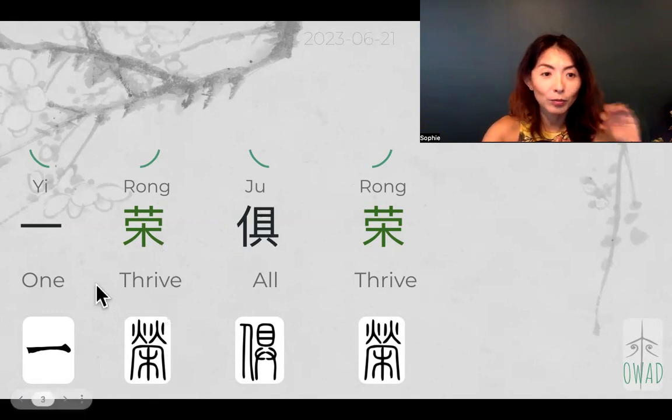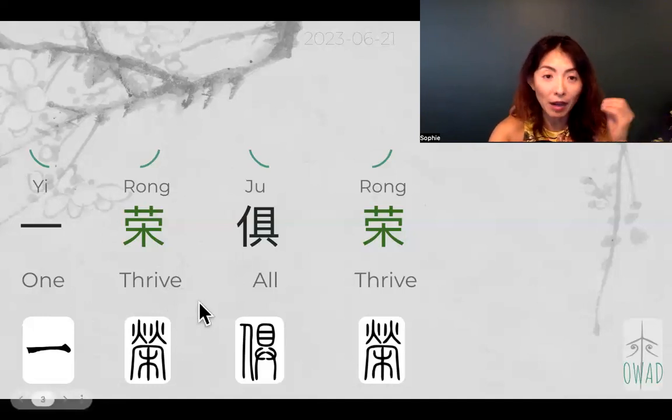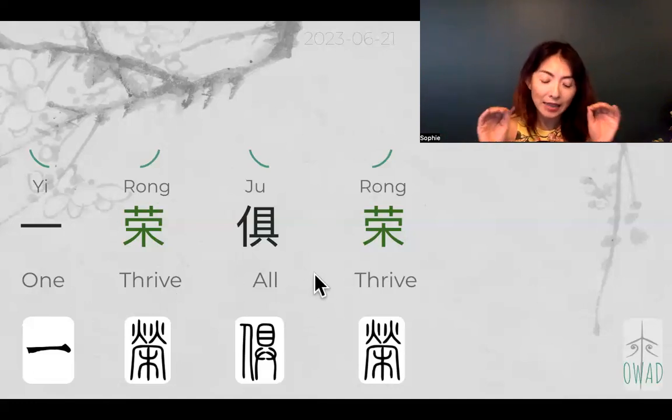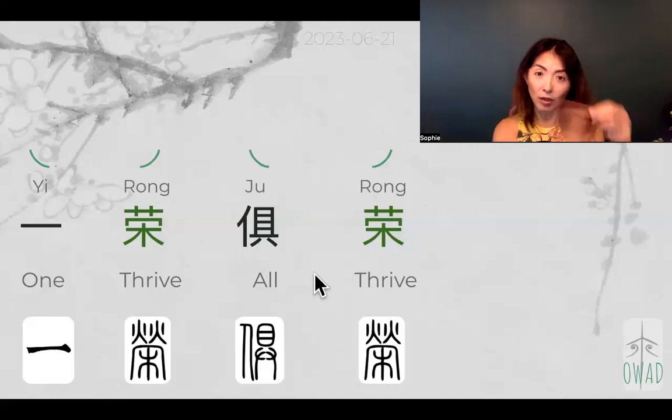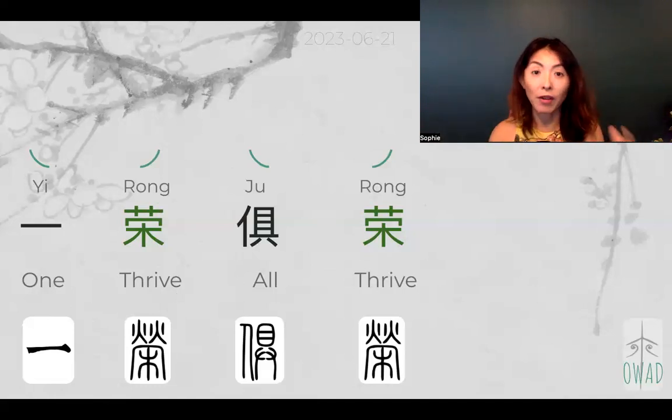So the key is the switch out of the characters in front of it. So we have 一, right? Because rong is a rising tone. So we have a falling tone, 一 before it. So 一荣. So one of them are going to thrive. Then 俱荣 means all of them are going to thrive. So that basically talks about the dynamics of one versus all. So one from this group, one of them is thriving, all of them are thriving.